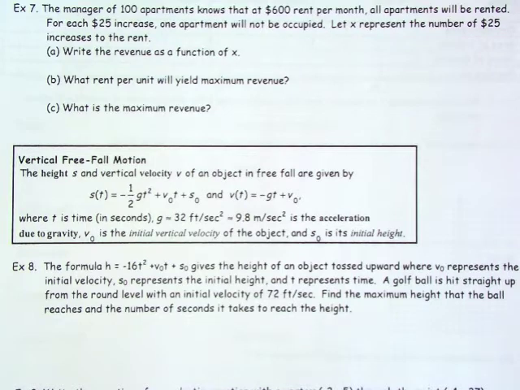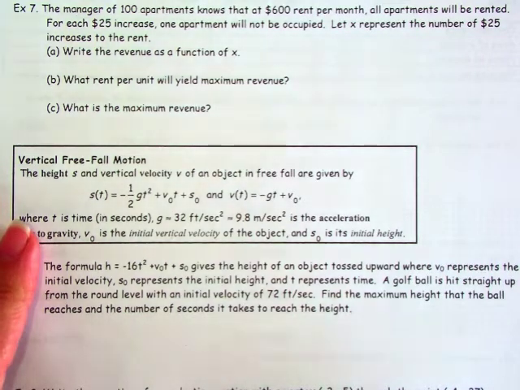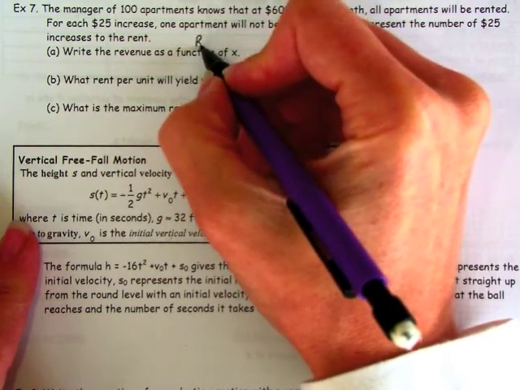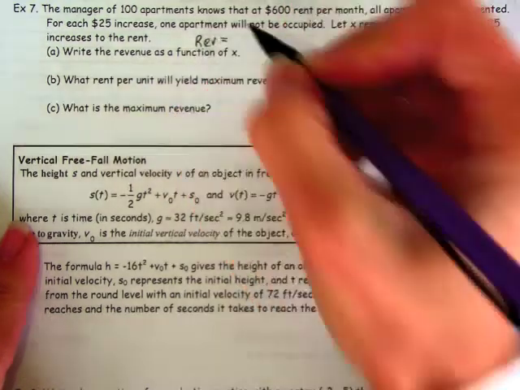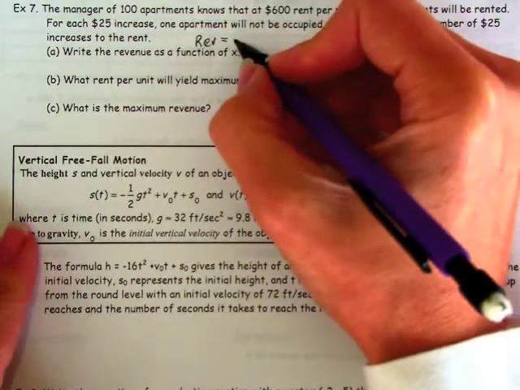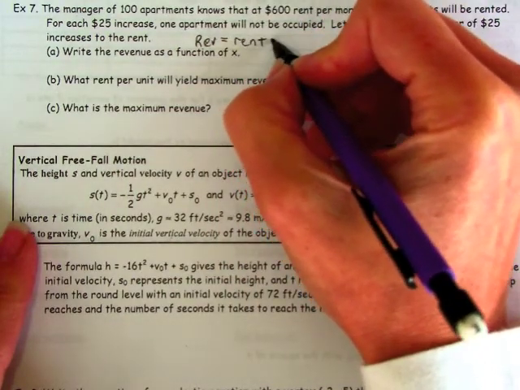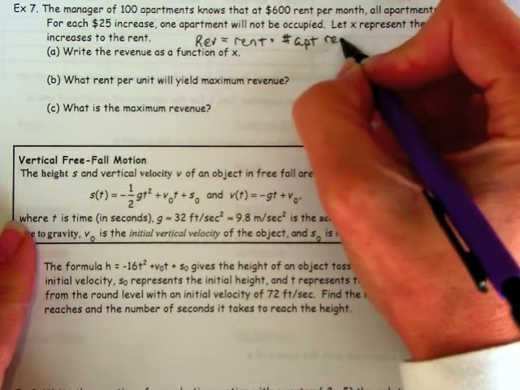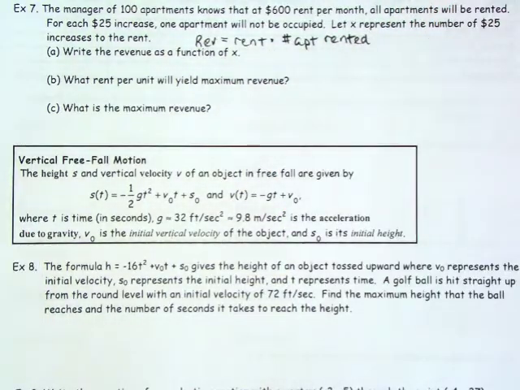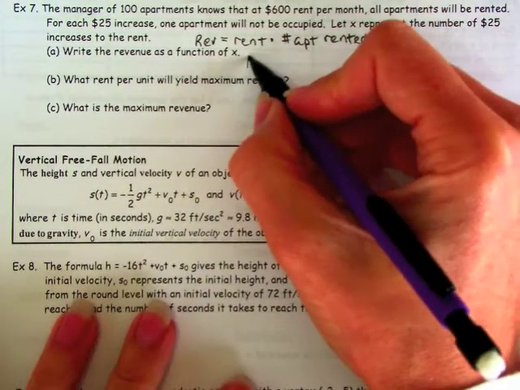So first we're going to find our revenue equation. Remember the idea for revenue. The revenue comes from, in general, the rent cost times the number of apartments that are actually rented. Okay, that's our general way we'd find our revenue. And so for this one, we'll call it R of X.